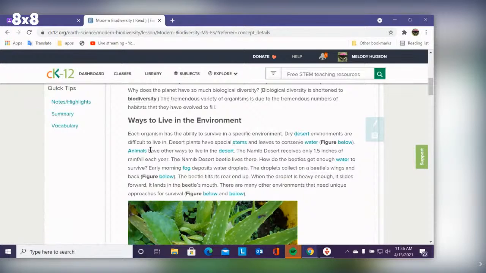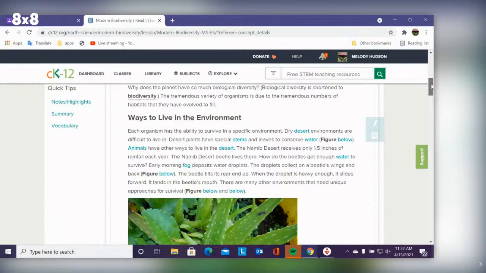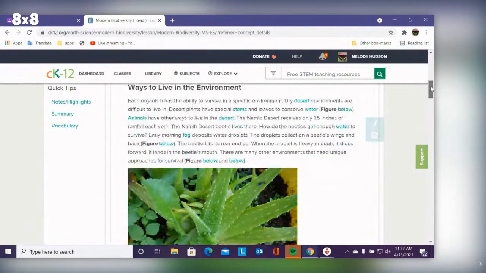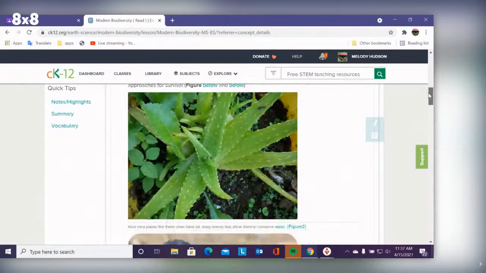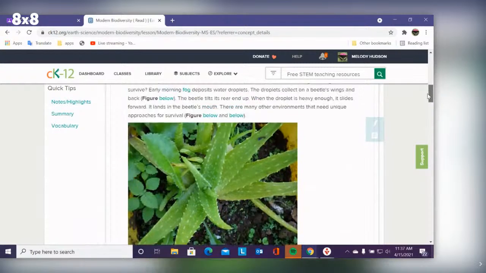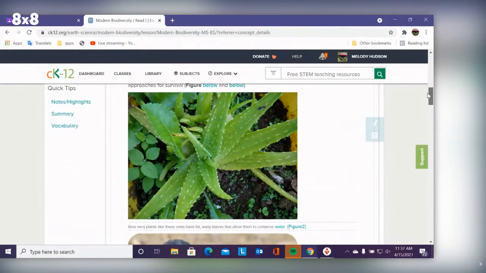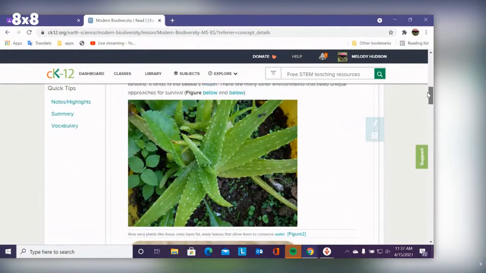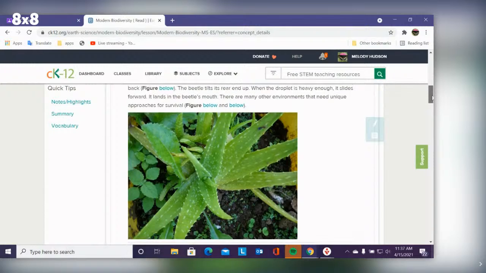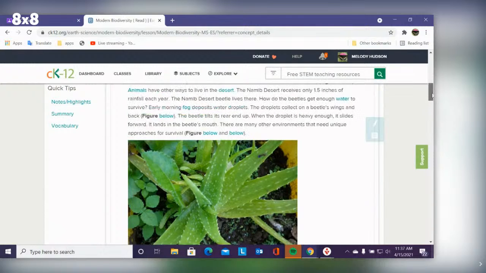Dry desert environments are difficult to live in. So plants have special stems and leaves to conserve water. That is an aloe vera. Some of you may use aloe vera, some of you may drink aloe vera, but the way that it's created, these fat, waxy leaves, allows this plant to conserve or hold water within the plant body.